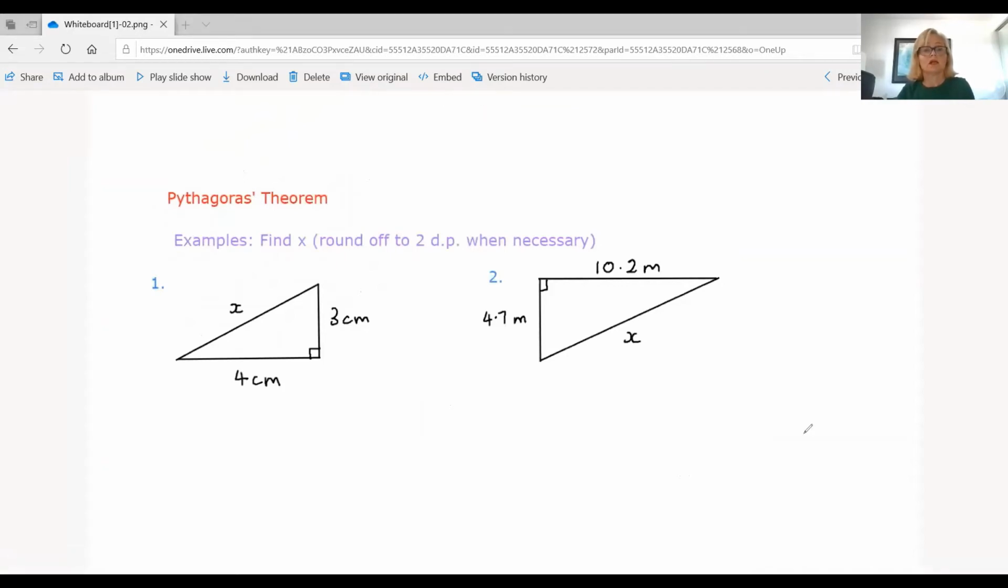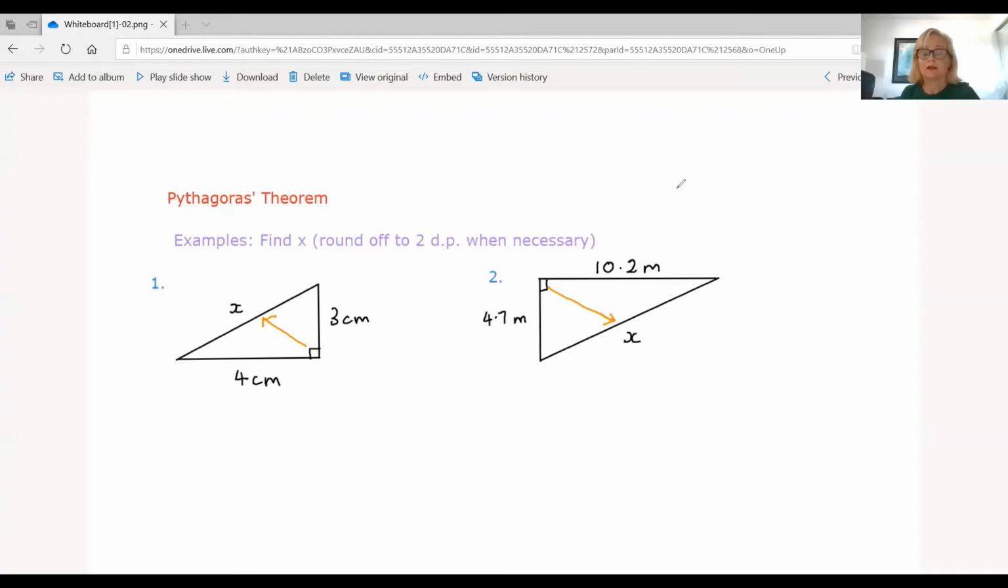Okay, so let's just start with some fairly basic examples. We're working with right-angled triangles. All right, we're checking that, that's important. And in this circumstance, in both cases, we are finding the hypotenuse, that x happens to be the hypotenuse. Let's do these examples together.